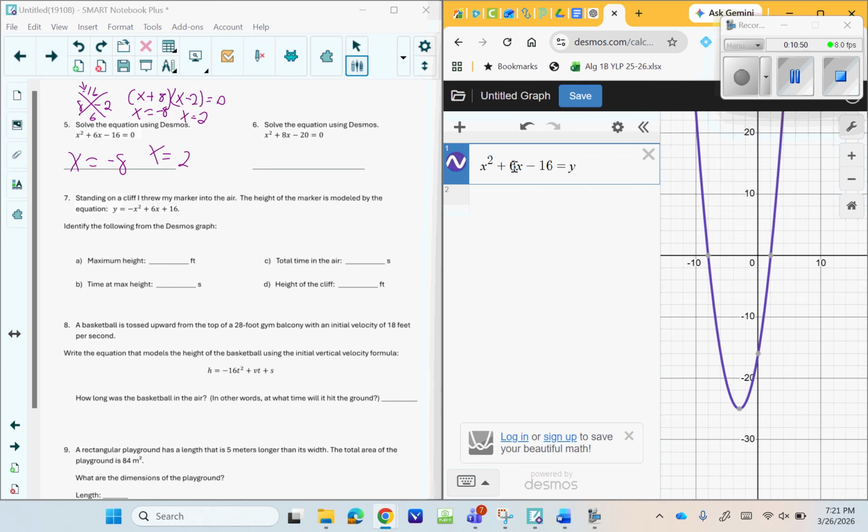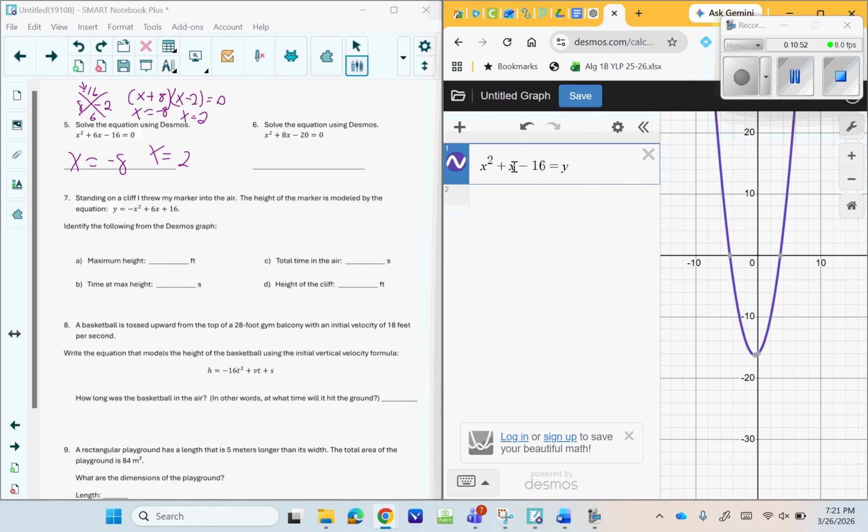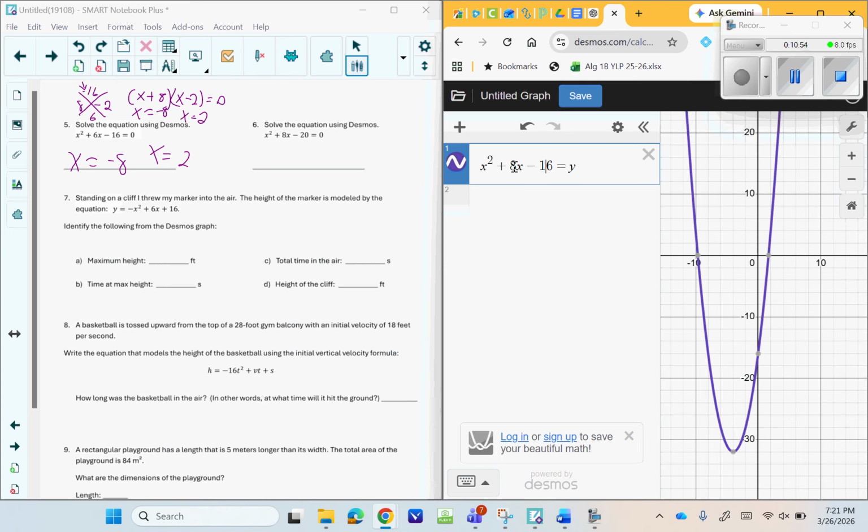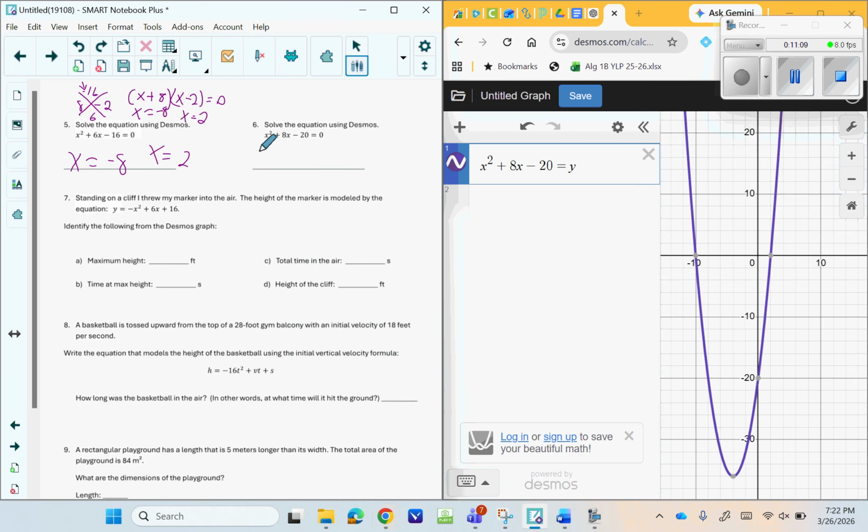Let's see. So we have 8x and then -20. And I kind of prefer the y, but either way, just make sure that this is set equal to 0 if you're going to do it that way. Okay, so then I have x equals -10, and then also x equals 2.